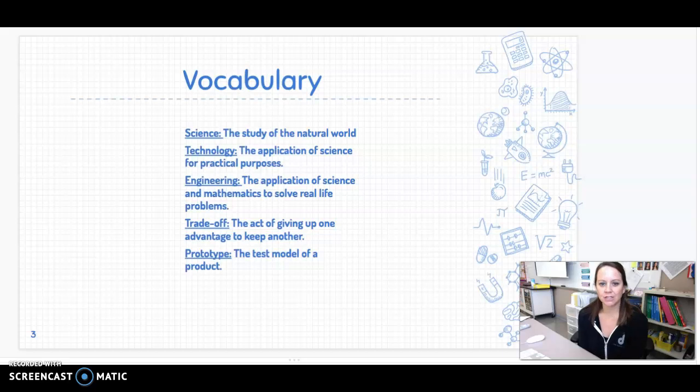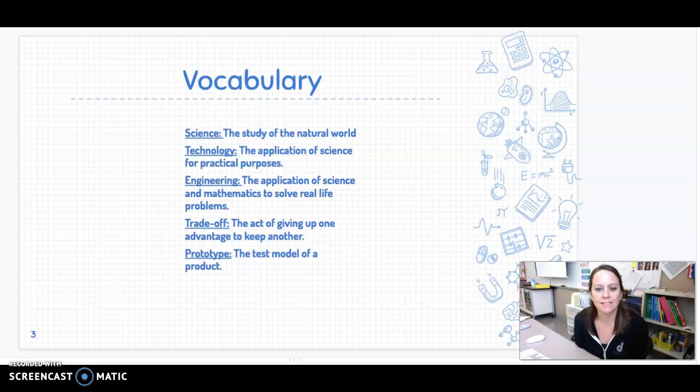Technology is the application of science for practical purposes. And engineering is the application of science and math to solve real-life problems. So science, technology, and engineering are all related. However, they are three different things. Basically, engineers use technology and they use science in order to solve problems.